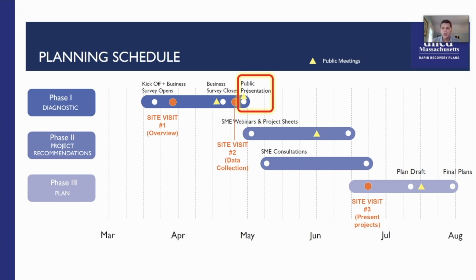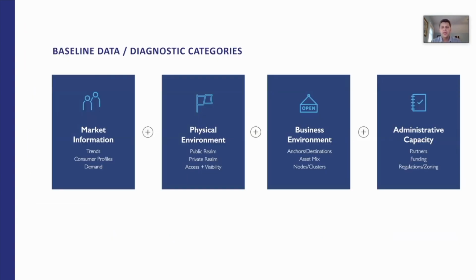phase 3, a concrete, specific, actionable plan with as many details as possible, as close to implementable as a plan can ever be. We're going to walk you now through the diagnostics data. They were collected in 4 major categories over the course of the last month and a half.